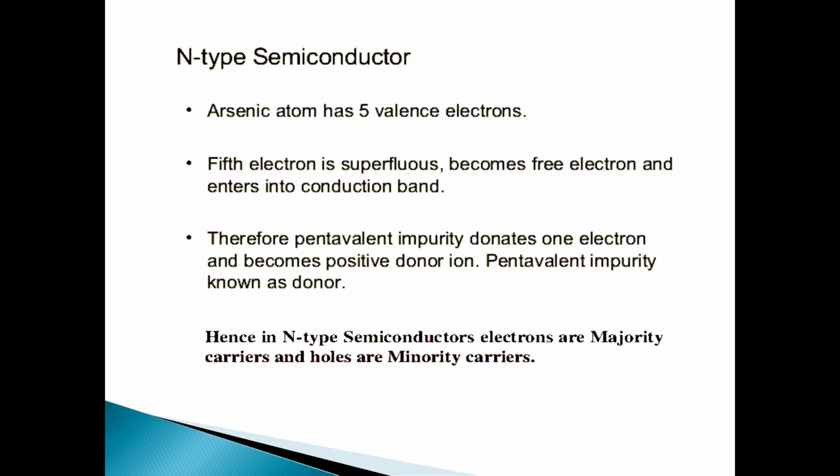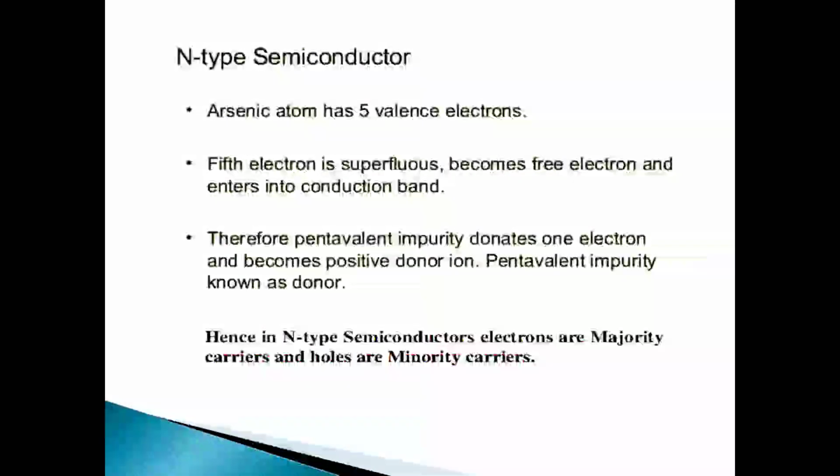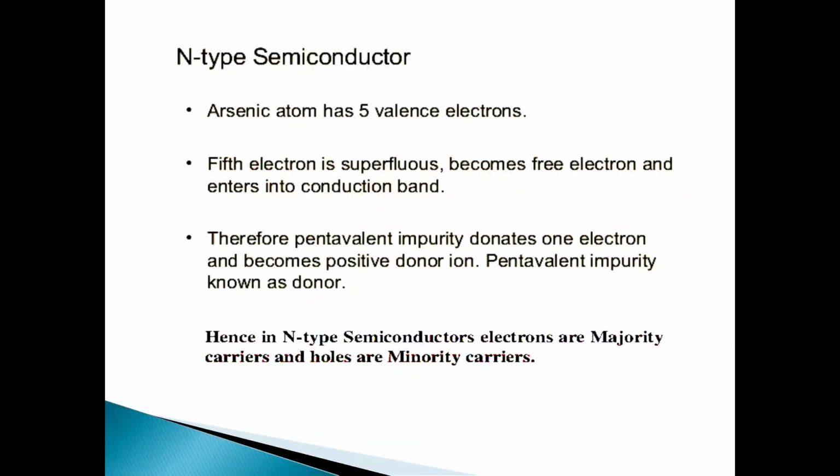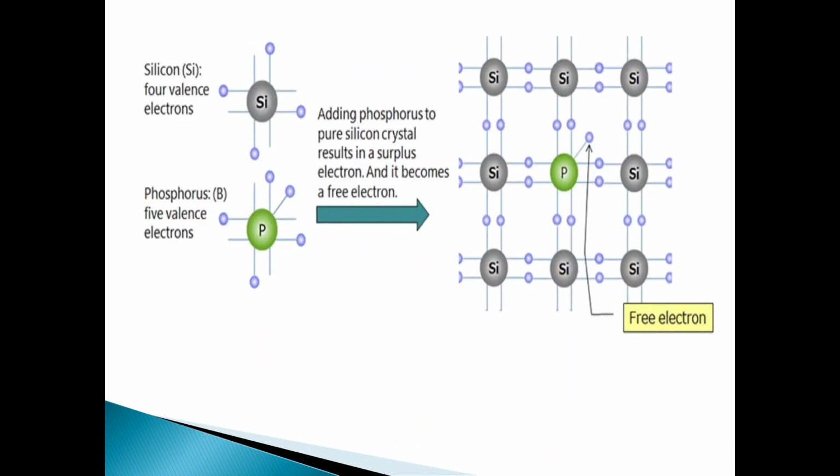Similarly, for N-type semiconductor, we use a pentavalent impurity which has 5 valence electrons. The fifth electron acts as an extra electron which increases the charge carriers, due to which the majority charge carrier for N-type semiconductor is the electron, while the minority carrier is the hole.